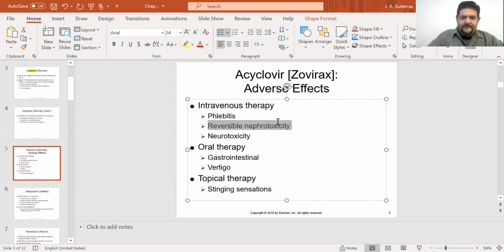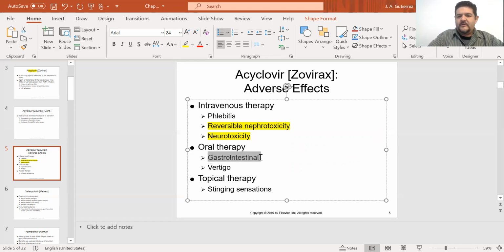Now, regarding these two other adverse effects, acyclovir is nephrotoxic. It's a medication that is going to be excreted mainly by the kidneys. And when this happens, it's going to produce irritation, and that will produce kidney damage, and it also produces neurotoxicity. The patient will have peripheral neuropathy. They'll be complaining about the sensation of having ants crawling under the skin, sharp pains, and numbness.